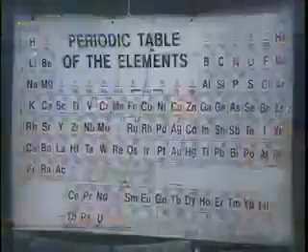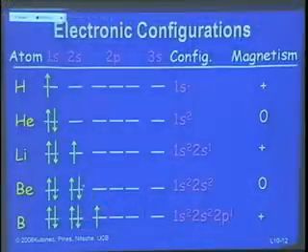Beryllium, element number 4, has 4 electrons, so it's a 1s2, and I put another one in here, it's a 2s2, okay? And now, of course, no unpaired electrons, not magnetic.